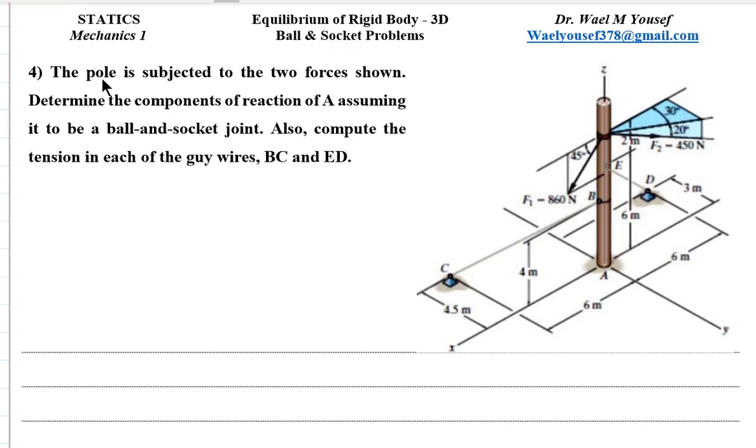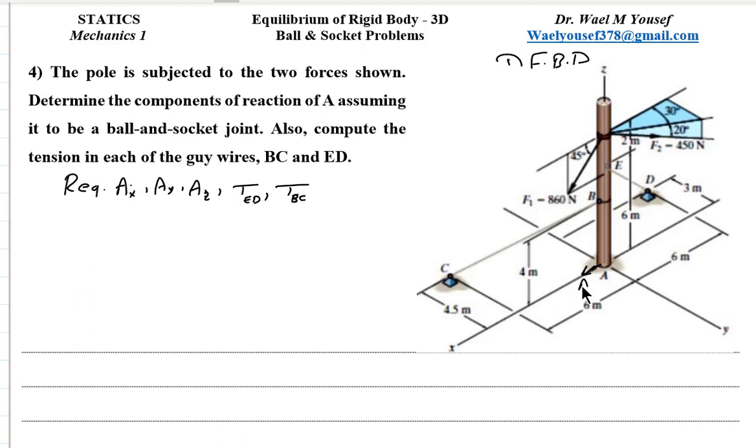Okay. The question: the pole is subjected to the two forces shown. Determine the components for action at A, assuming it to be a ball and socket joint. Also compute the tension in each of the guy wires BC and ED. The required are AX, AY, AZ, TED, and TBC. To save our time, I will draw the free body diagram here on the same figure.